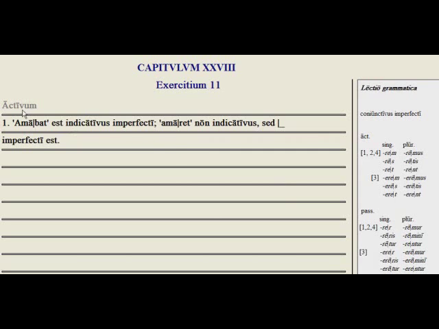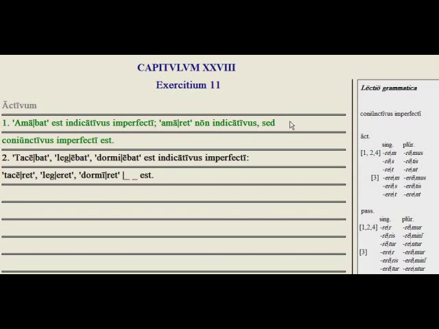We have the active: amabat est indicativus imperfecti, amaret non indicativus, sed blank imperfecti est. So amabat, was loving, is the indicative of the imperfect, is the imperfect indicative. Amaret, so that he was loving, is not indicative, but conjunctivus, but is subjunctive of the imperfect, is imperfect subjunctive.